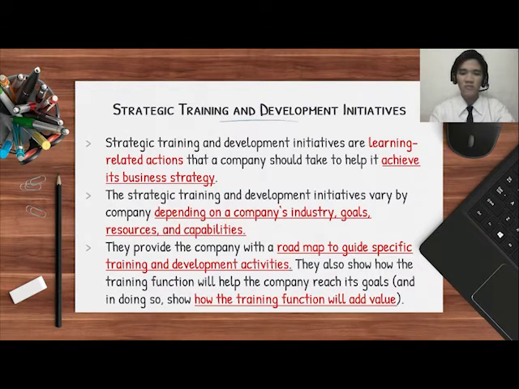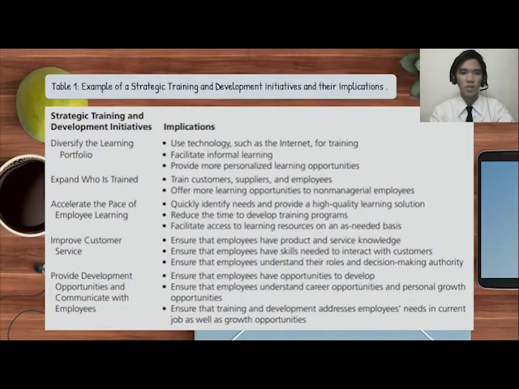These show how the training function will help the company reach its goals, and in doing so, show how the training function will add value for the company. This is an example of strategic training and development initiatives and their implications.